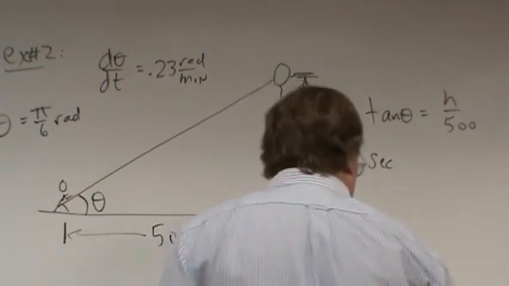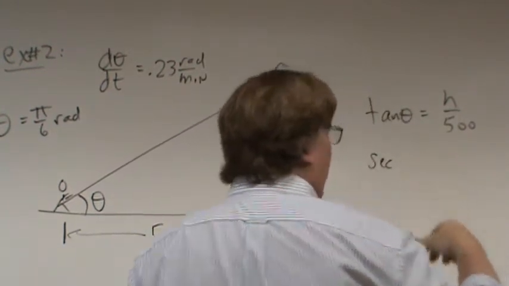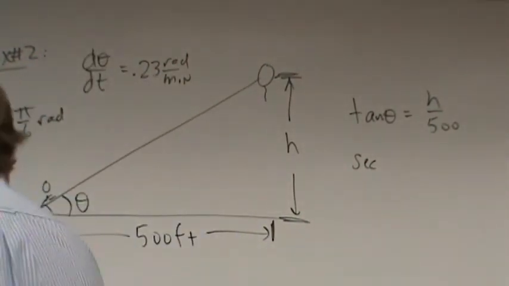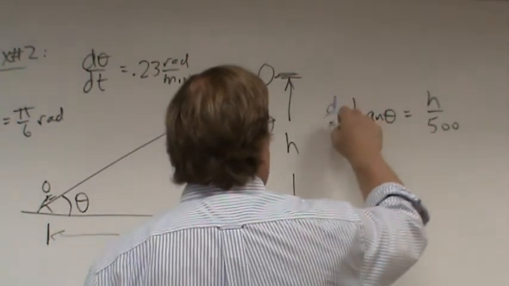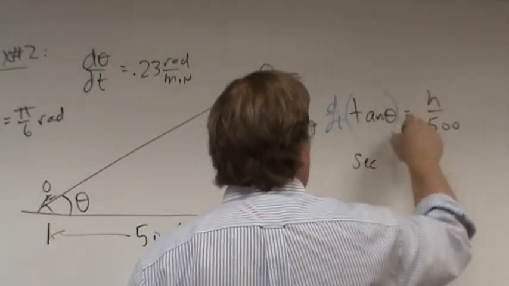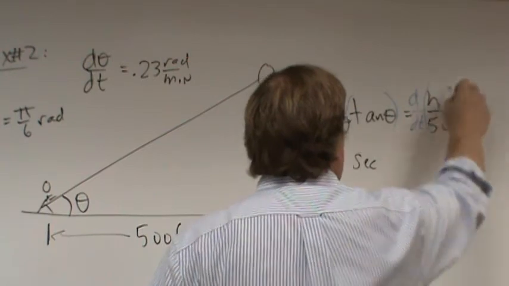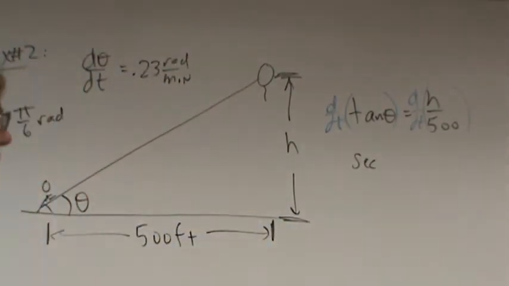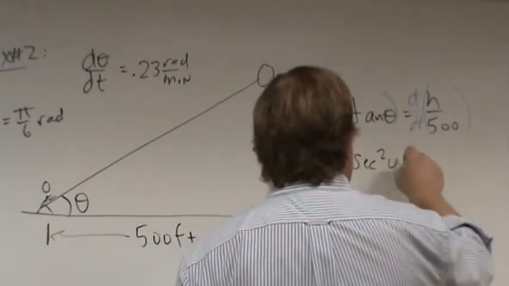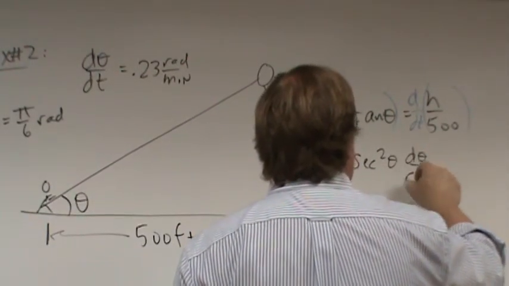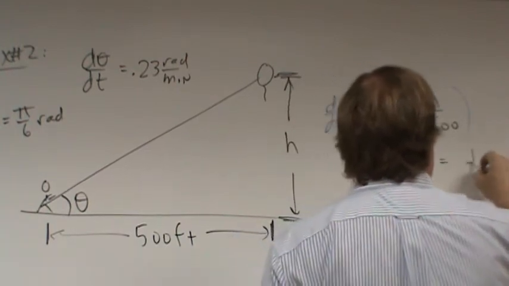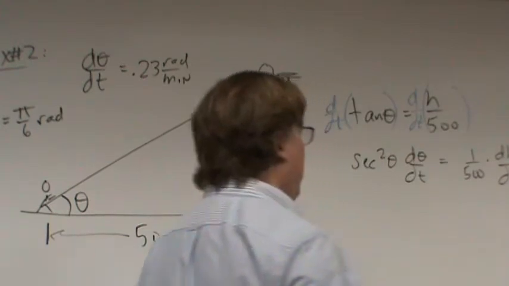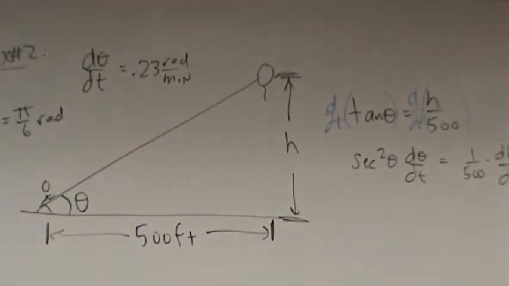So I'm going to get the derivative of both sides of the equation with respect to t. So I'm going to go d dt, the derivative with respect to t. So I'm going to be sprouting d theta dt's and dh dt's. So I got secant squared theta d theta dt equals 1 over 500 times dh dt. You guys okay with that?